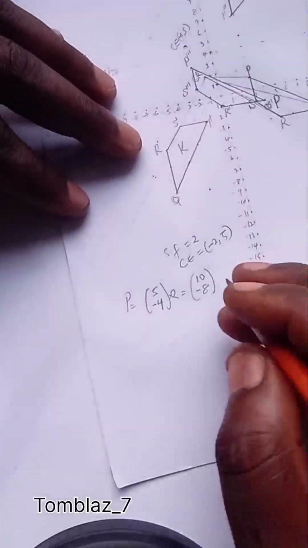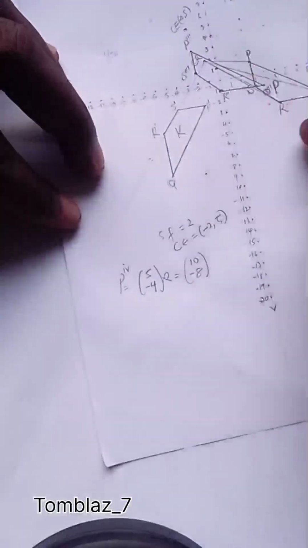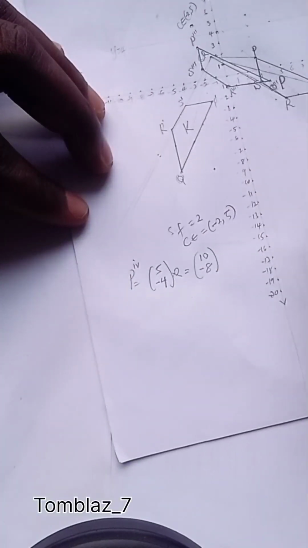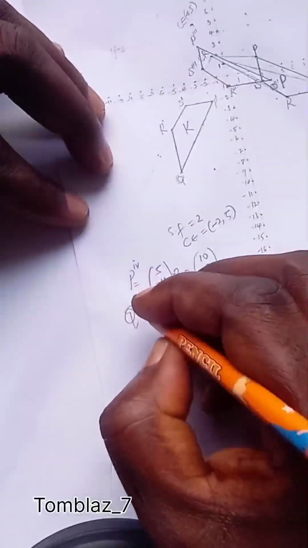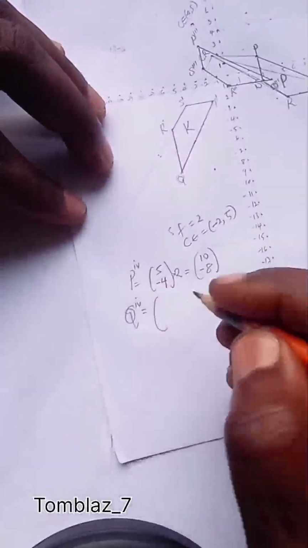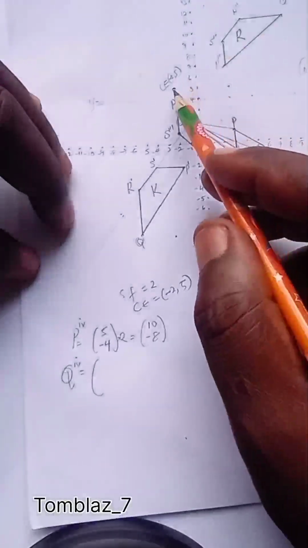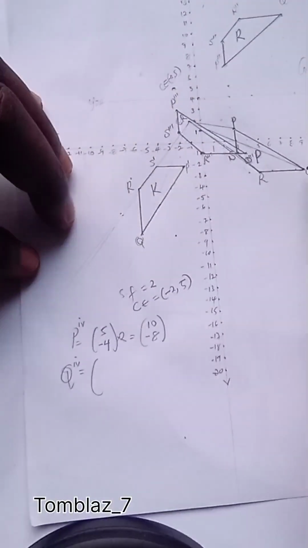Then we go for, so I can just call this one P IV, which is the new values of this P that we're looking for. So for Q, go to Q IV. Let's get the coordinates distance from the center of enlargement. So from here, let's get to Q.